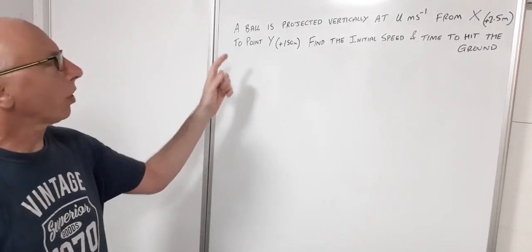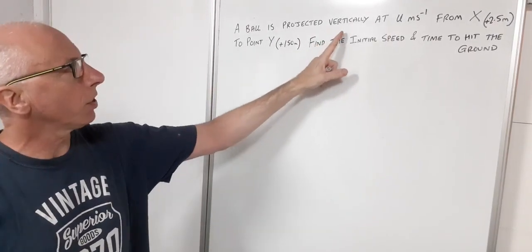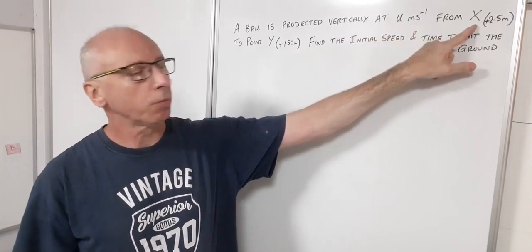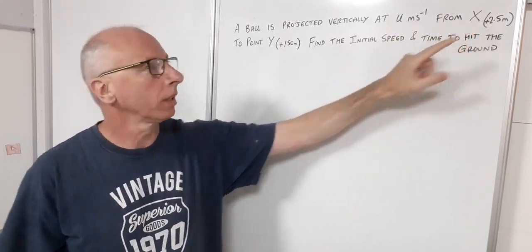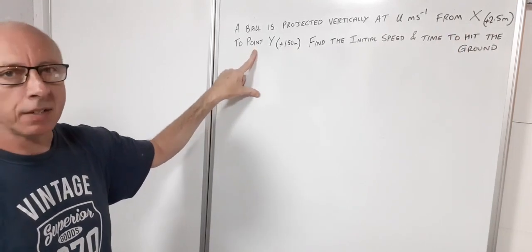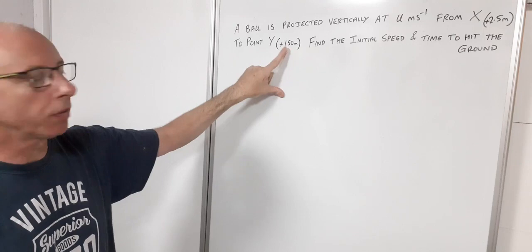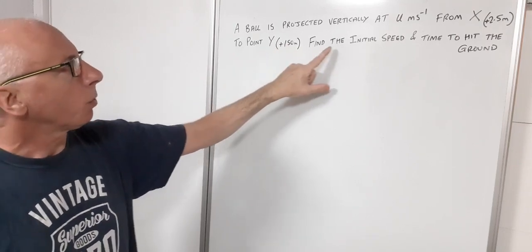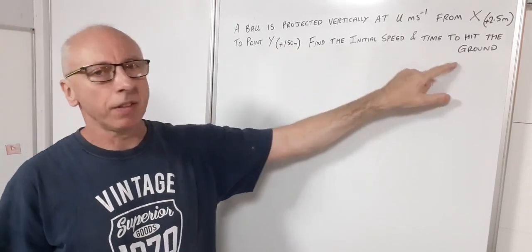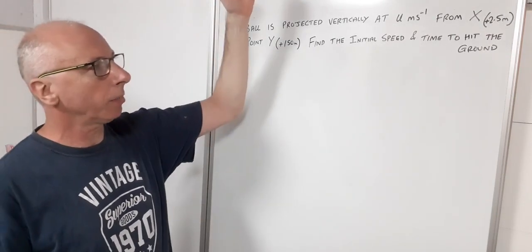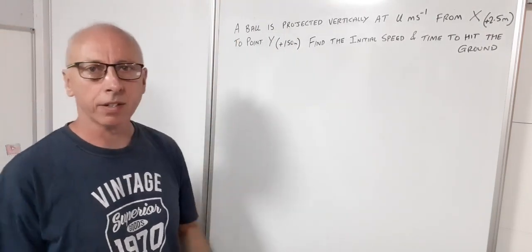So in this question, we've got a ball being projected vertically upwards at u meters per second from the point X, which is 2.5 meters above the ground. Then as it fires up, it reaches a maximum point of 150 meters above the ground, which is point Y. We need to find the initial speed and the time it takes to hit the ground. So i.e. it fires up, and then comes back down and then hits the ground.